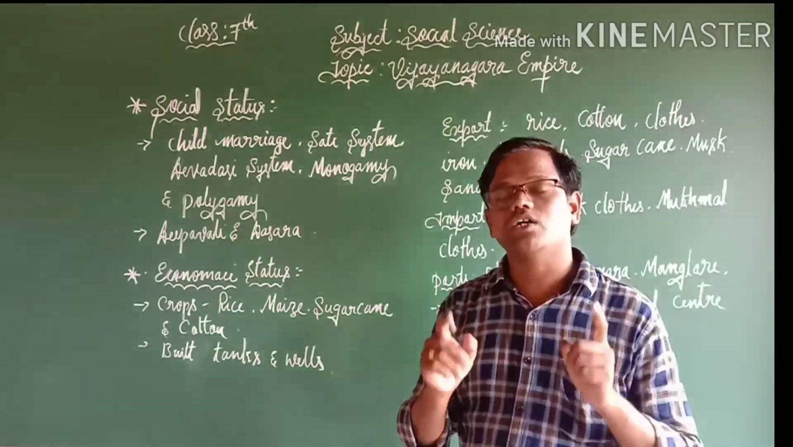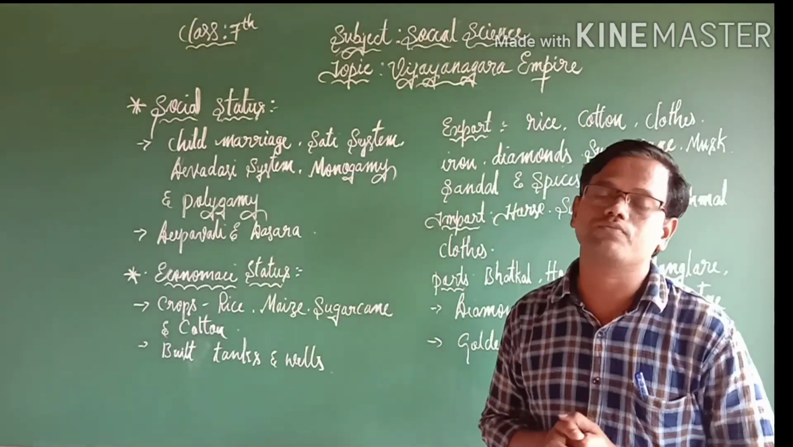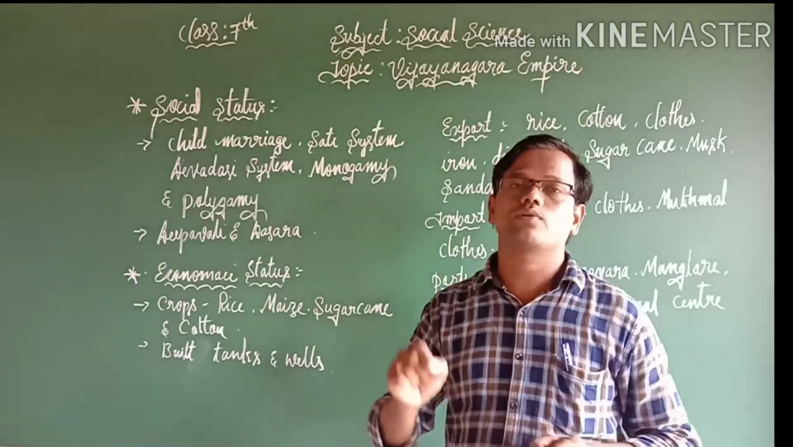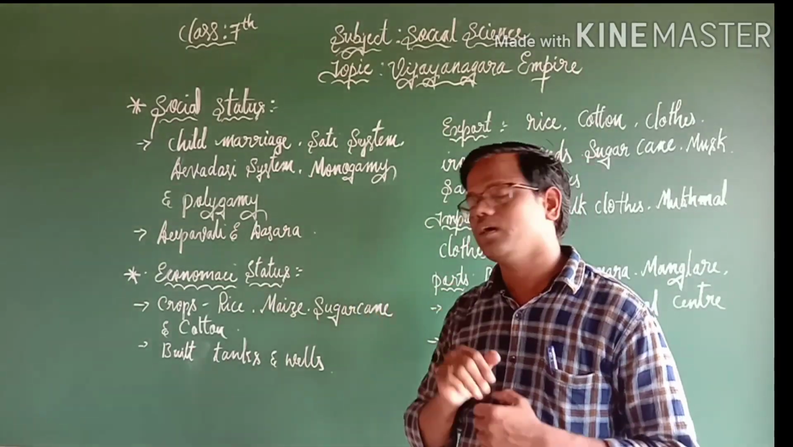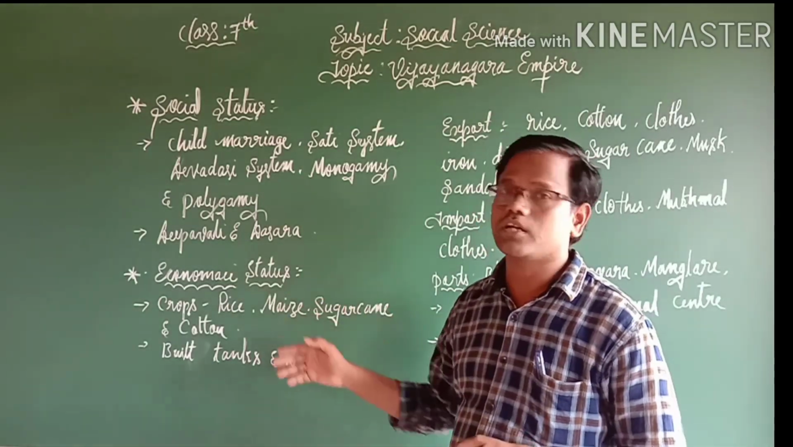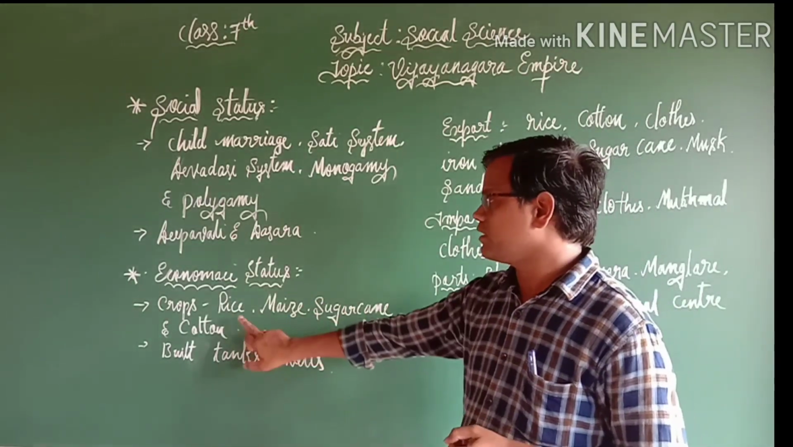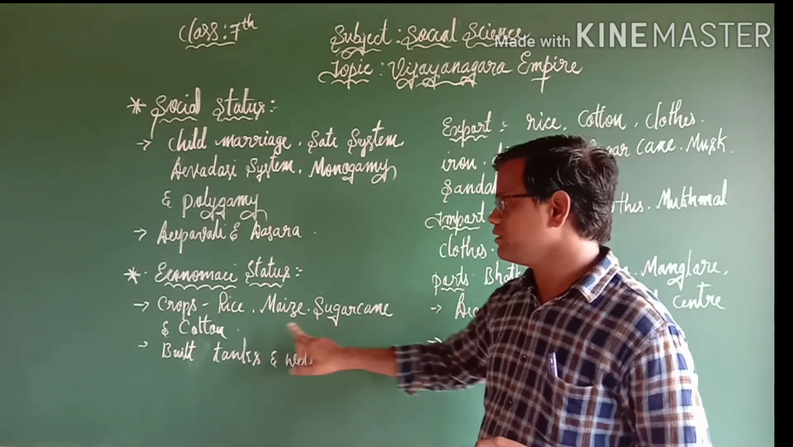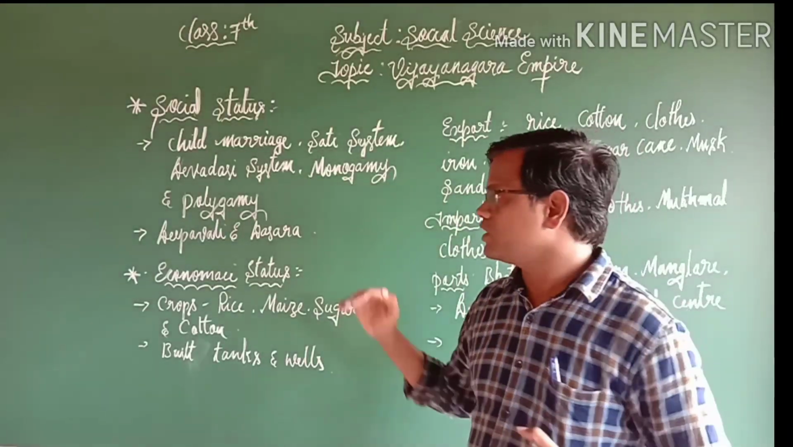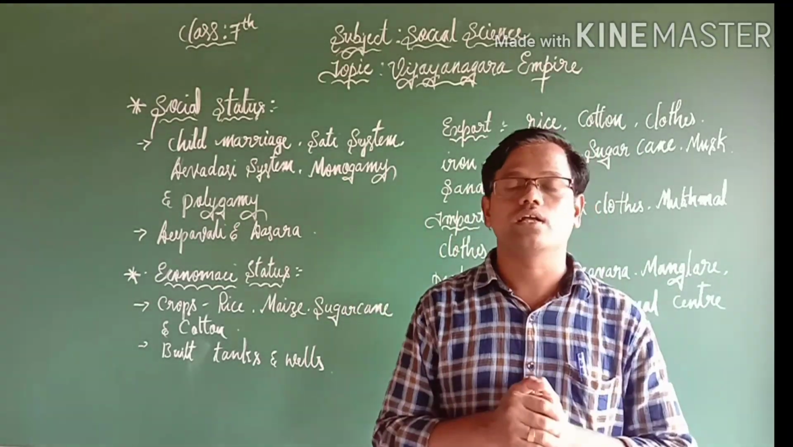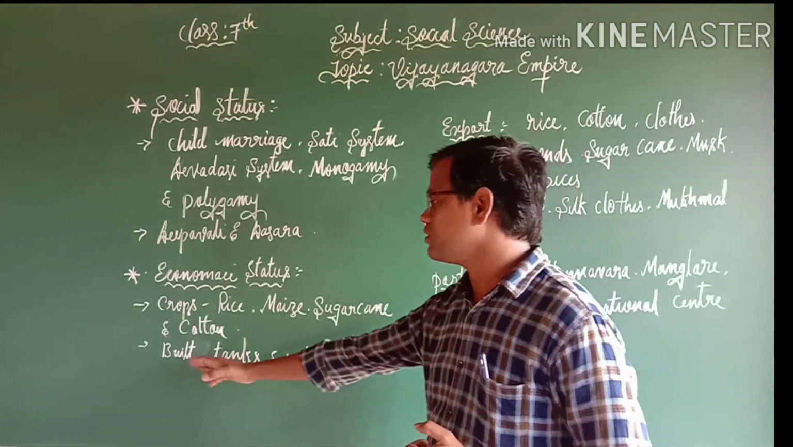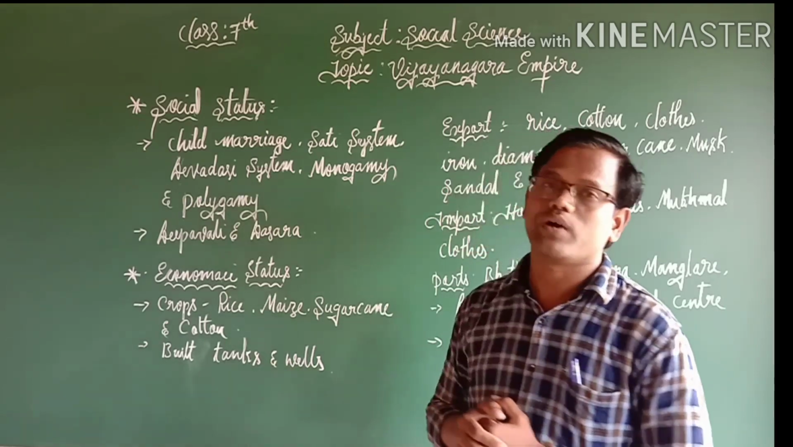Let us discuss what was the economic status of the Vijayanagara Empire. As you know, my dear students, agriculture was the main occupation of the Vijayanagara Empire. Then what were the important crops we can see during the period of the Vijayanagara dynasty? Those were rice, maize, sugarcane and cotton. So these were very important crops during the period of the Vijayanagara dynasty. And the kings also encouraged agriculture by building tanks and wells.